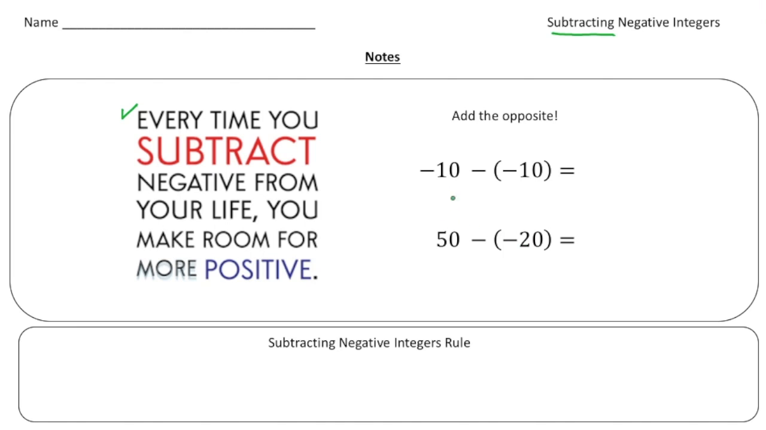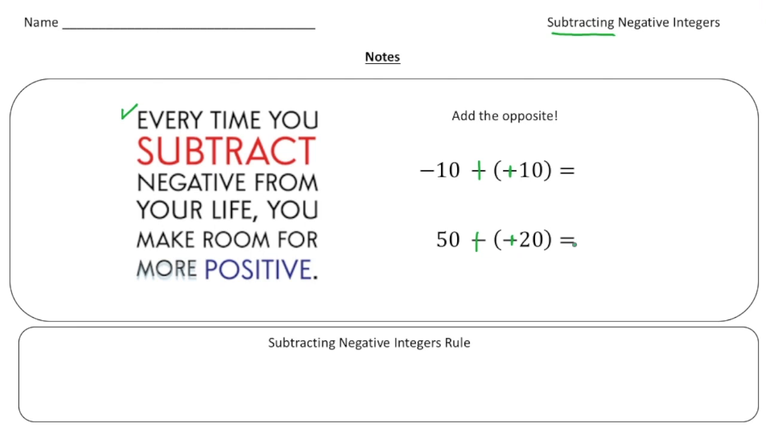So step number 1, remember, you keep the first number the same. So we're going to keep the negative 10, and keep the 50. But then we now make these subtraction signs a plus. Make this one a plus. So then we're going to add the opposite. So the opposite of negative 10 is positive 10. And the opposite of negative 20 is positive 20.